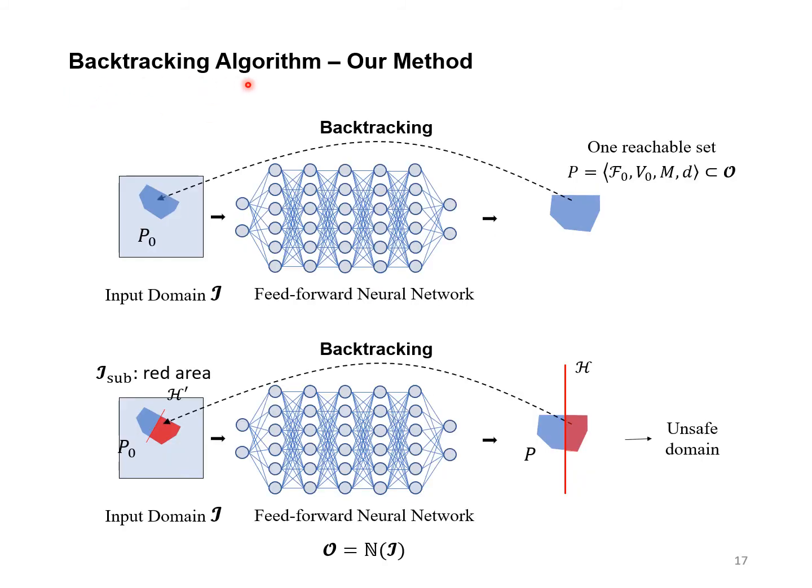Here we demonstrate the backtracking algorithm with an example. Let's say we have one reachable set computed with the new set representation. As you can see, F0, V0 are essentially describing the input set P0 in the input domain, and M and D are the affine transformation between the P and the P0. So when there is an unsafe domain characterized by the hyperplane H, we can map the H through the affine transformation M and D into the input space and generate a new hyperplane H dash. And then we can use this hyperplane H dash to do the division operation on the P0 and identify the unsafe domain in the input space.